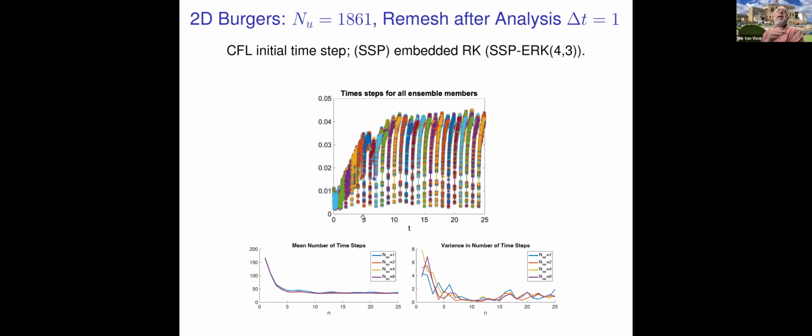We also find that what we're using here to time step is a strongly stability preserving embedded Runge-Kutta method. It's a 4-3 pair.